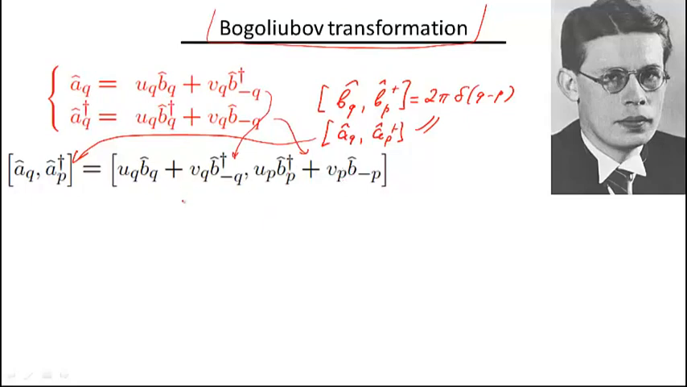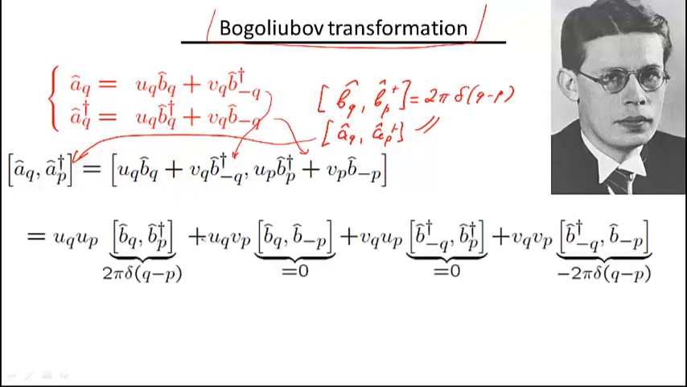commutators term by term. I will have 1, 2, 3, 4 different terms. The first term will be the commutator of these two, and using this constraint I will require that the commutator of these two will be 2 pi delta function of q minus p. Now these two commutators, which result in this term, should give me 0, because these both are actually annihilation operators.